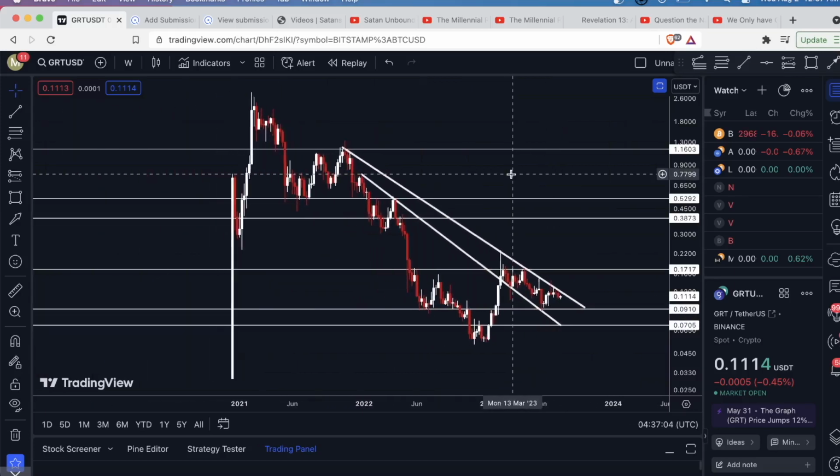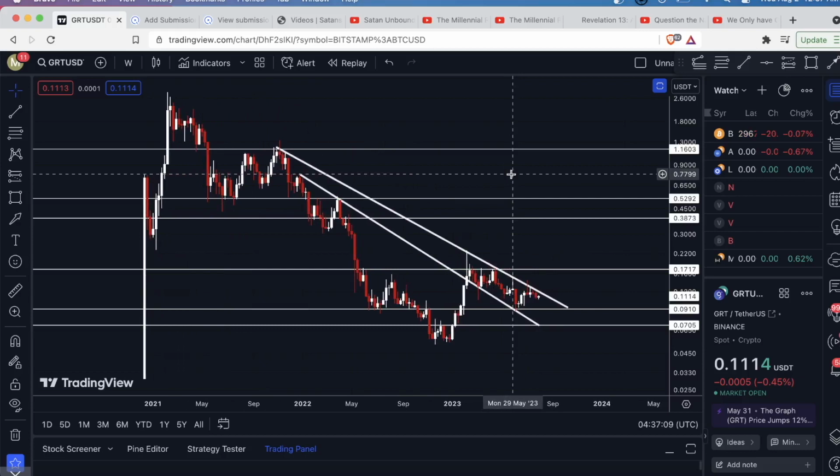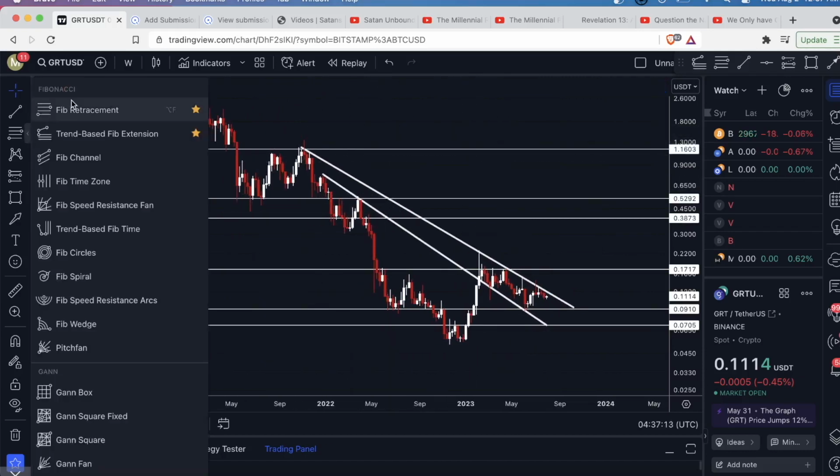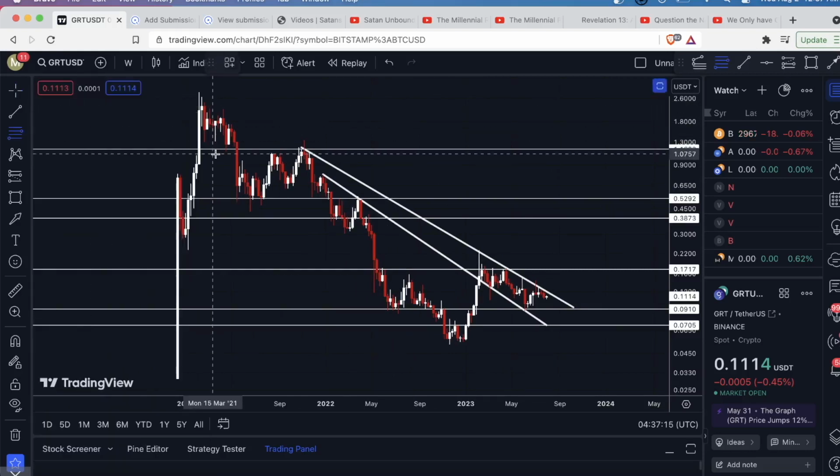Okay, so another thing I like to do to find potential targets to the upside is I take a Fibonacci, and what I want to do now that I've marked these levels based on the price action is look for confluence with the Fibonacci.